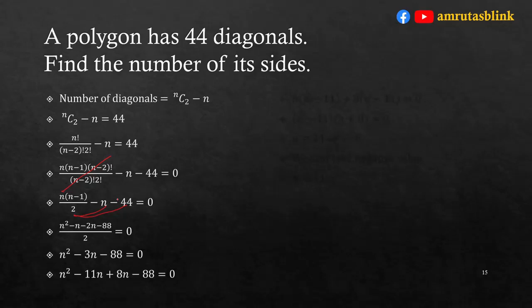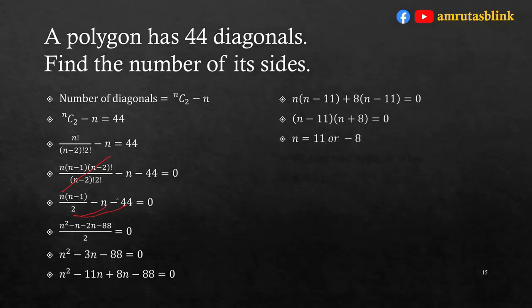n square minus 3n minus 88 is equal to 0, as n square minus 11n plus 8n minus 88 is equal to 0. We can take 11 common: n into n minus 11 plus 8 into n minus 11 is equal to 0. That is, n minus 11 and n plus 8 is equal to 0. So n is equal to either 11 or minus 8.